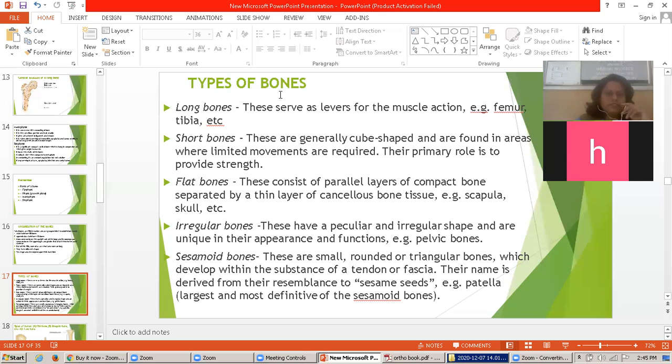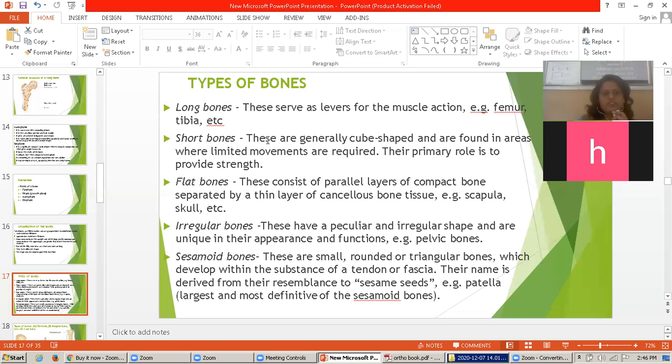So the next topic is the types of the bones. When we see the long bones, these serve as the levers for muscle action, for example the femur and the tibia. So the femur and the tibia act as levers for muscle action. These are the long bones.